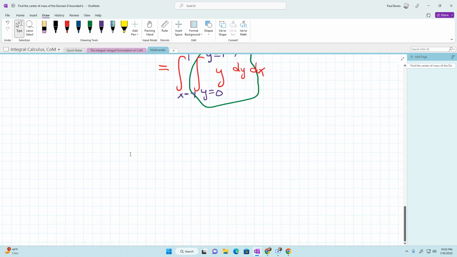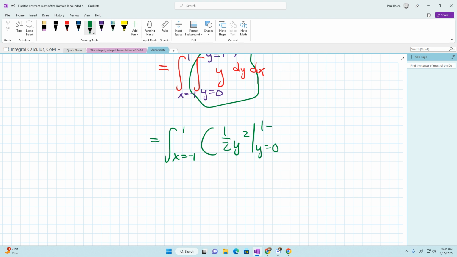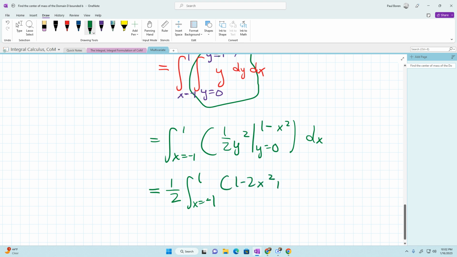So we need to start by evaluating this first integral, and when we do that, we'll have the integral from x equals -1 to 1 of 1/2 y squared evaluated from y equals 0 to y equals 1 minus x squared dx. This dx doesn't go away. Then if we plug this stuff in like you do when you're taking an integral, I could take a 1/2 out front, it's a constant. I would still have the same bounds, x equals -1 to 1. And if I evaluate this again, I would get 1 minus 2x squared plus x to the fourth, and this would be dx.